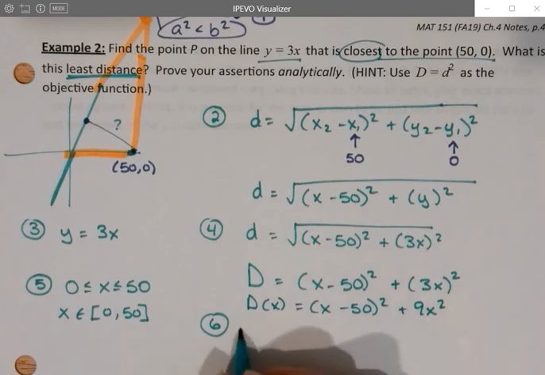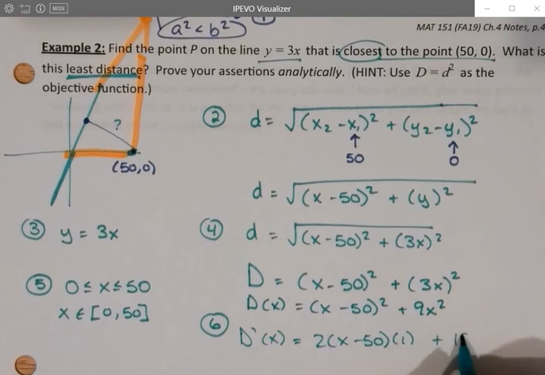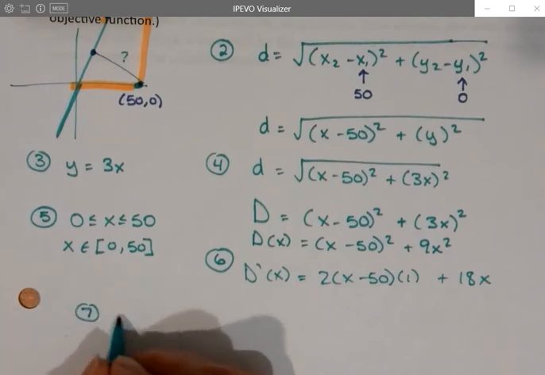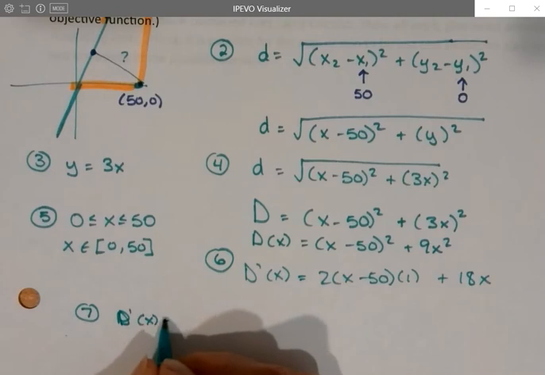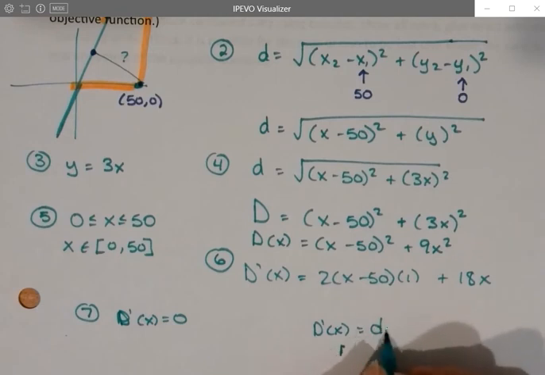Okay. Then in step 6 for the derivative, we'll use the chain rule on the first part. So we'll get 2 times x minus 50 to the first power times 1, and then plus our 18x. Okay, that's step 6, just the derivative. And then step 7 is where we set the derivative equal to 0 and doesn't exist. It's polynomials. Oops. So there are going to be none of those.